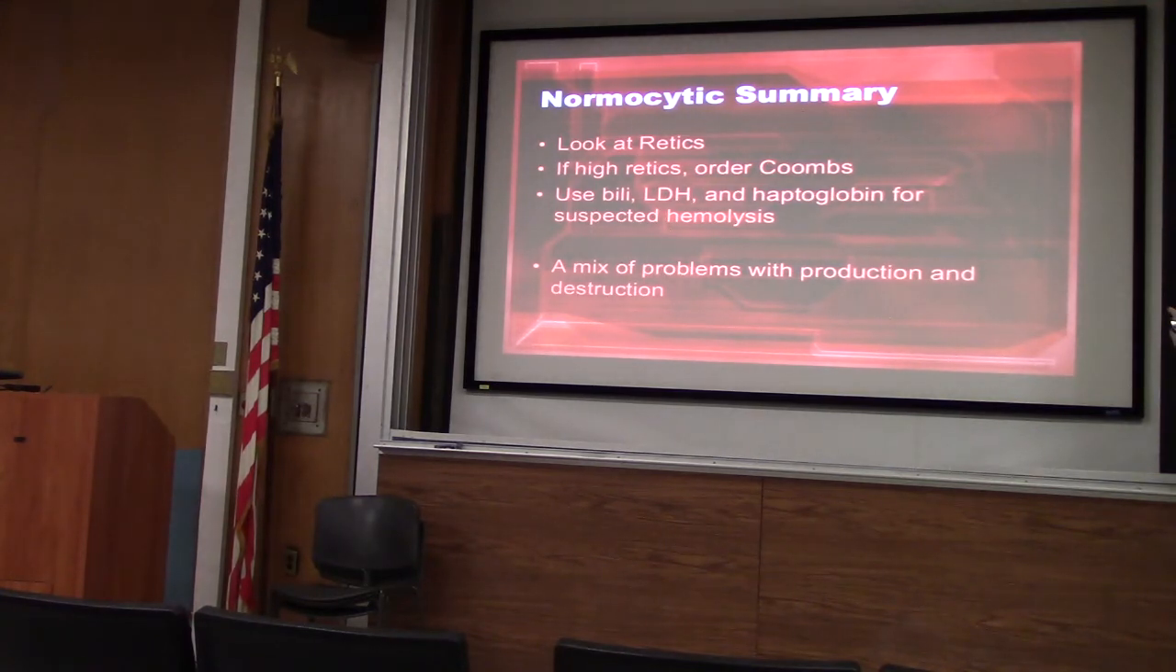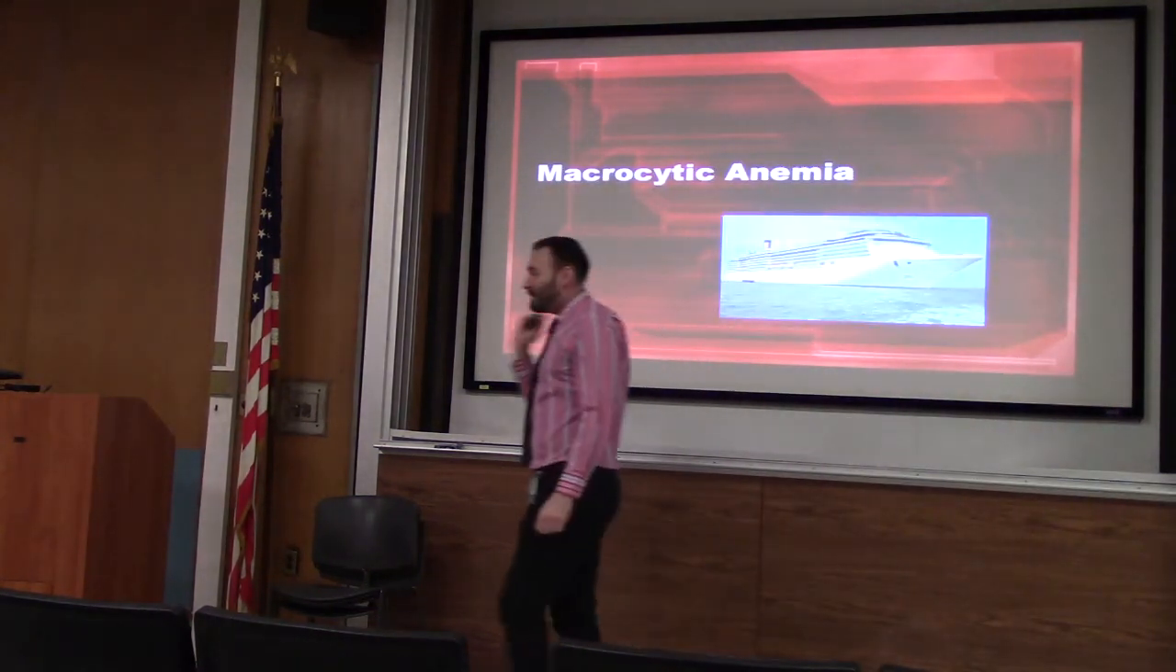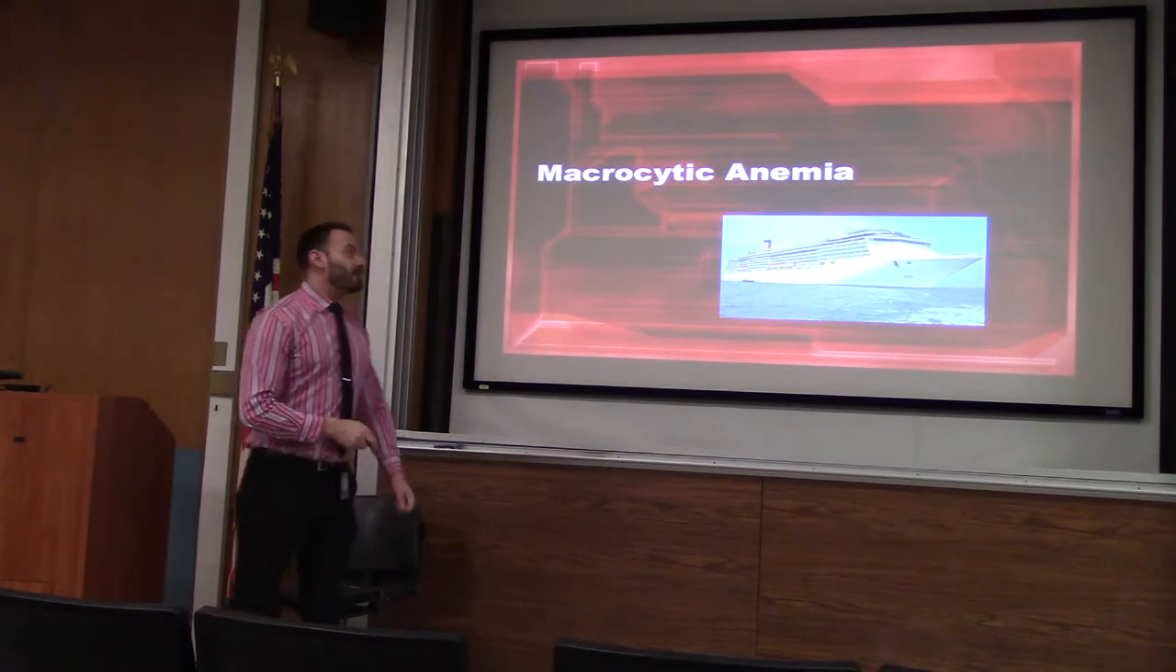So, summary is, normocytic anemias are generally a mix of problems with production and problems with destruction of red blood cells. So, can you guess where we're going to go next? Macrocytic anemias, okay, excellent. So, remember the gigantic boat that we have here, too big.